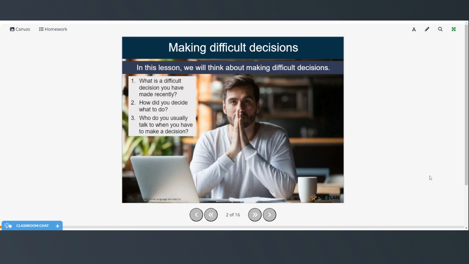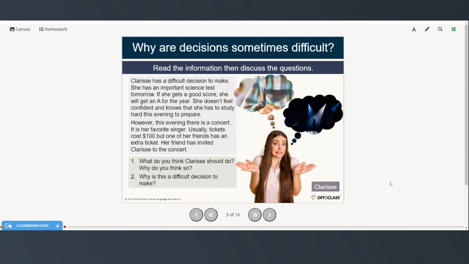So in this lesson we will think about making difficult decisions. So here are just some questions to think about. What is a difficult decision you've made recently? How did you decide what to do? And who do you usually talk to when you have to make a decision? So why are decisions sometimes difficult? So we're going to read this information and then discuss the questions.